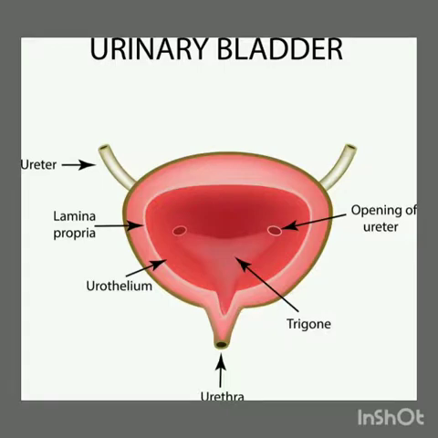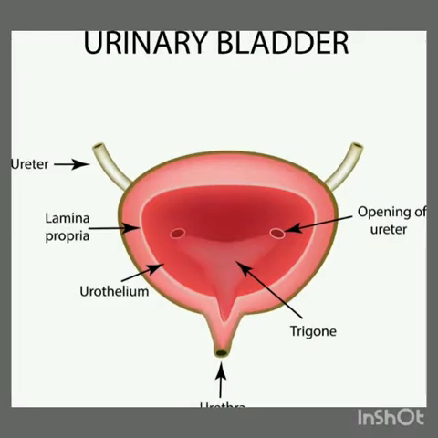Then we studied, we have a pair of ureters. Ureters are tube-like structures which carry the urine from the kidney to the urinary bladder. The urinary bladder is a muscular organ which temporarily stores urine. It acts as a storage organ of urine. And urethra is an opening through which the urine is thrown out.